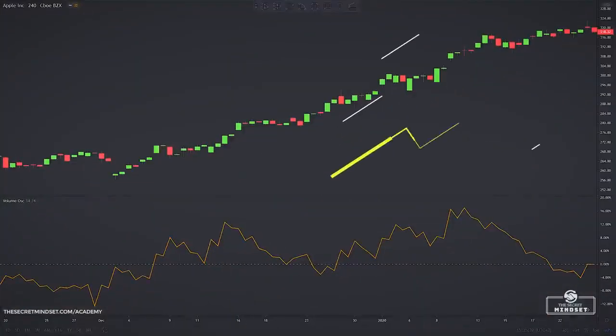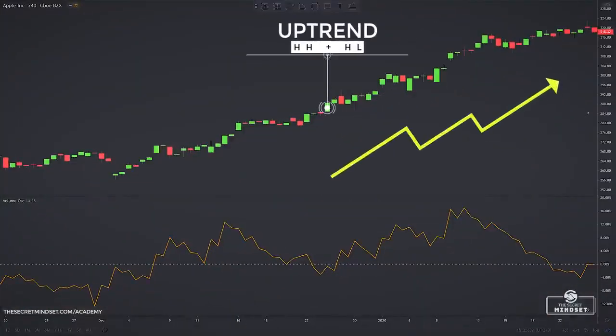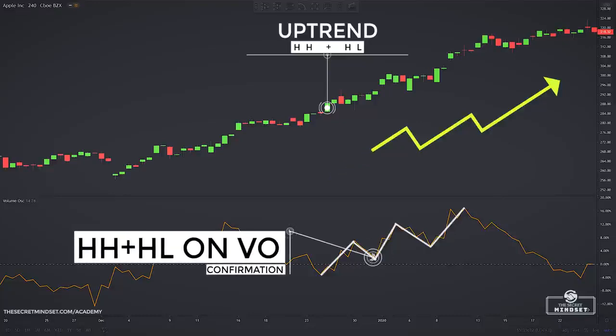In this chart, the fact that the price is making higher highs and higher lows might be viewed by many traders as a bullish sign. When the price increase is combined with the volume oscillator making higher highs and higher lows, a trader may consider this to be even more bullish.